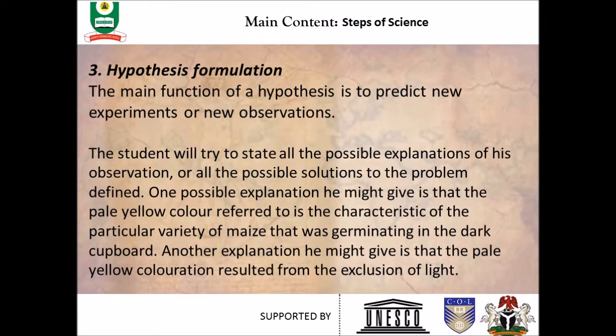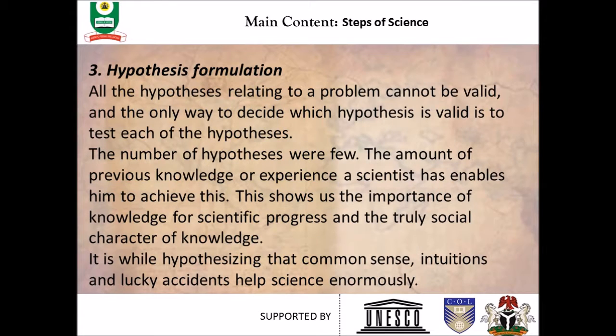If experimentation shows that the first guess was wrong, scientists must then formulate a new hypothesis and once more test for validity by performing new experiments. Clearly, the guessing and guess testing might go on for years, and a right answer might never be found. Obviously, much faster progress would be made if the number of hypotheses were few. The amount of previous knowledge or experience a scientist has enables him to achieve this. This shows us the importance of knowledge for scientific progress and the truly social character of knowledge. It is while hypothesizing that common sense, intuition, and lucky accidents help science enormously.